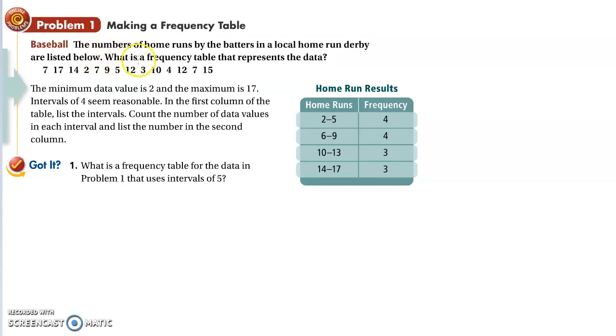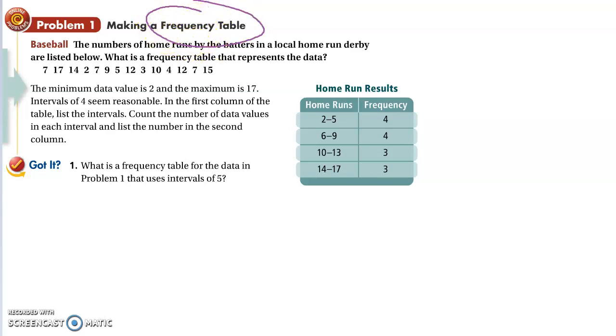7, 9, 5, 12, and so on. These are all the home runs that people hit. Now, looking at these numbers, you might be able to get a good picture out of this. But it would probably be in our best interest if we organize this into a table. So what we're going to do is make what's called a frequency table.